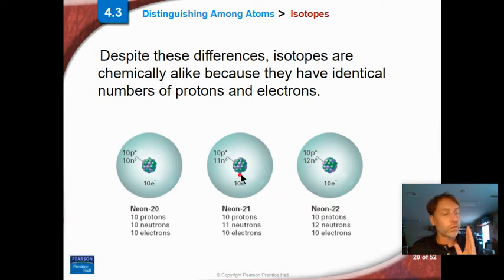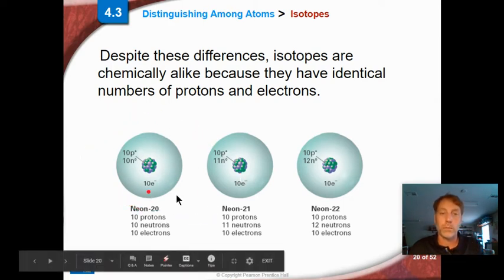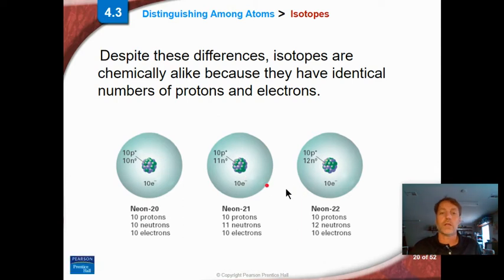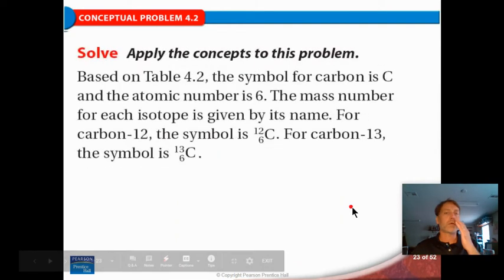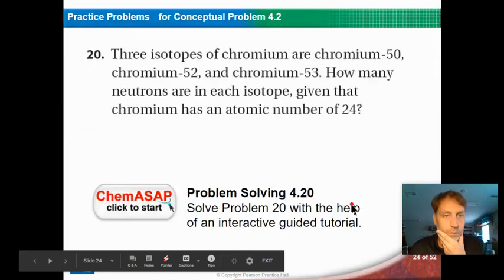So the most abundant neon in our universe is neon 20, but there are other forms in smaller percentages, neon 21 and neon 22. All right, so there are other isotopes of carbon, carbon 12 and carbon 13. Carbon 14 you might have heard of in carbon dating. So there are isotopes for almost every element out there, okay?